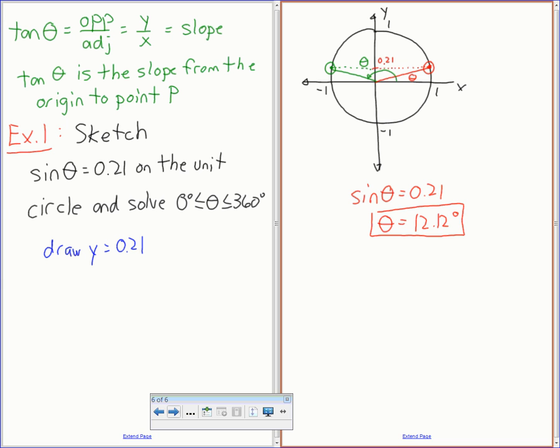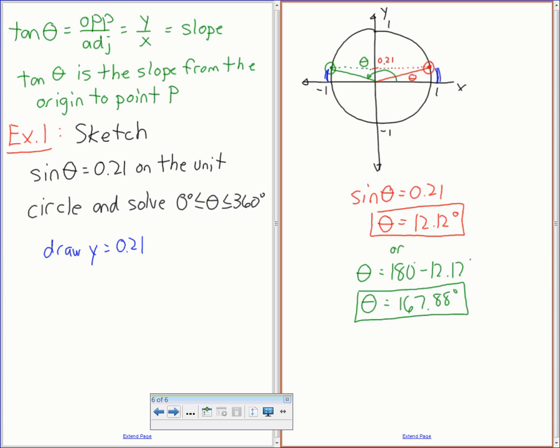Close, but no, almost. Because this little angle here clearly isn't the same as this one here. What can I do? Yeah, 180 minus. If you look here, this little arc there is going to match that little arc there. So my green theta is going to be 180 minus 12.12, which is 167.88. Can you confirm that for me?